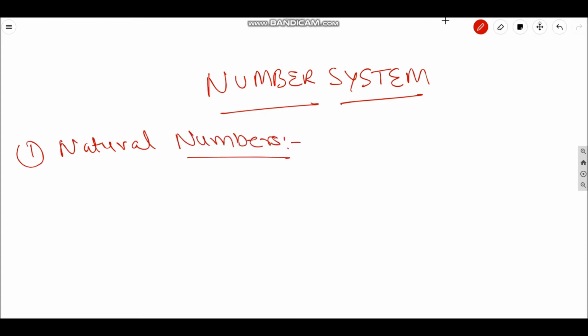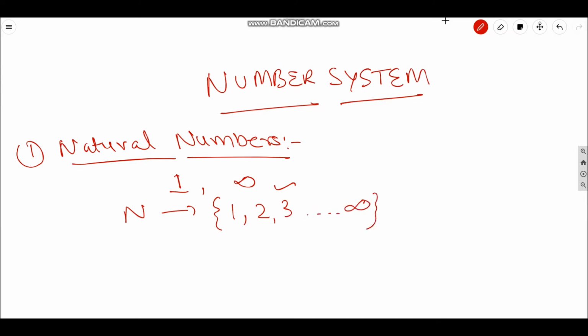Natural numbers are the most common ones, and we all might know about them. All those numbers which start with one and end with infinity are the natural numbers. It is generally denoted by the capital N. If I have to represent the natural numbers, I would say all the numbers starting with 1, 2, 3 up to infinity are the natural numbers. The most important point here is that fractions and decimal numbers are not included in the natural numbers. That's all about the natural numbers.